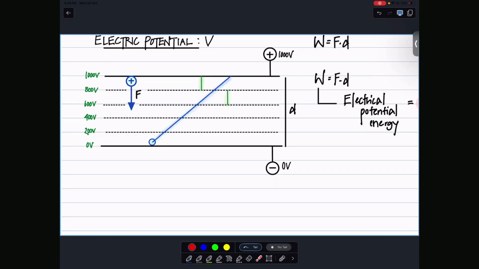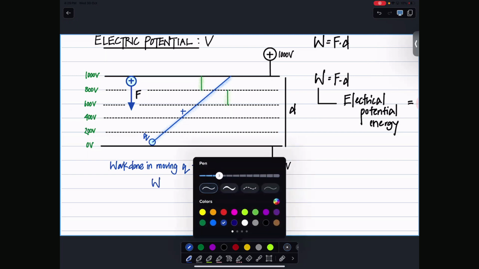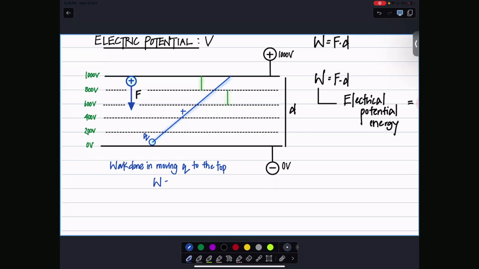But my question is, how do I find the work done here? A distance of x. So work done in moving Q to the top. What should the work done be? Should it be force times constant, right? F. Should it be F into D or F into X, or what should it be? Component of the force. So this is the force. You'll break down the force into components.